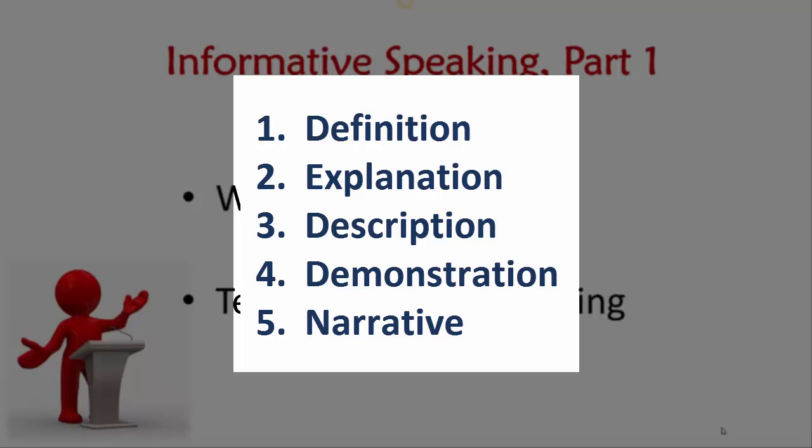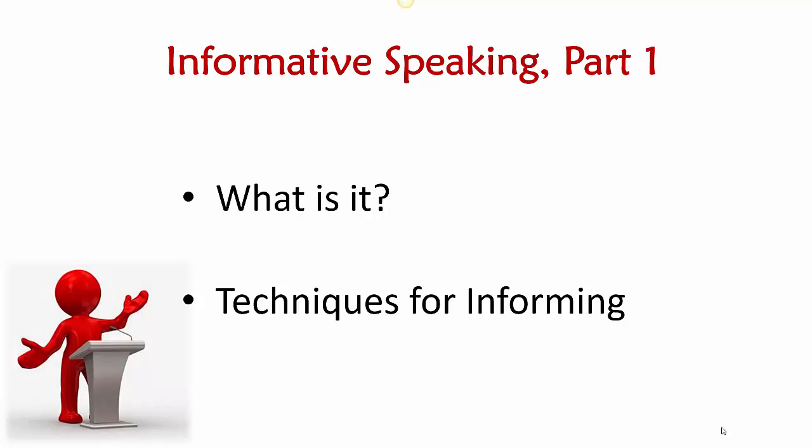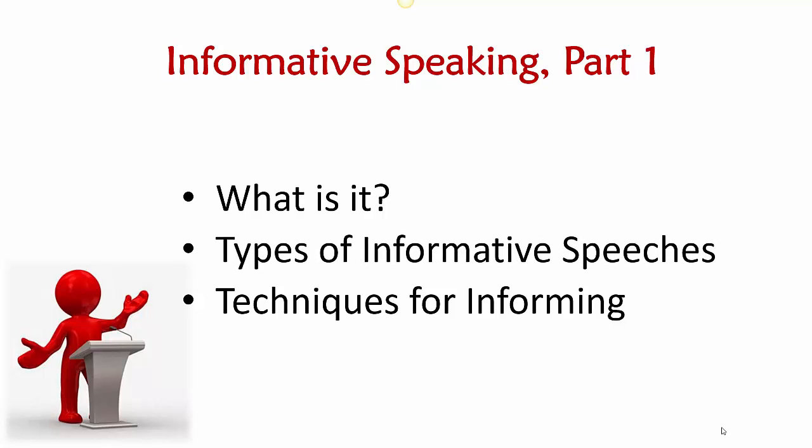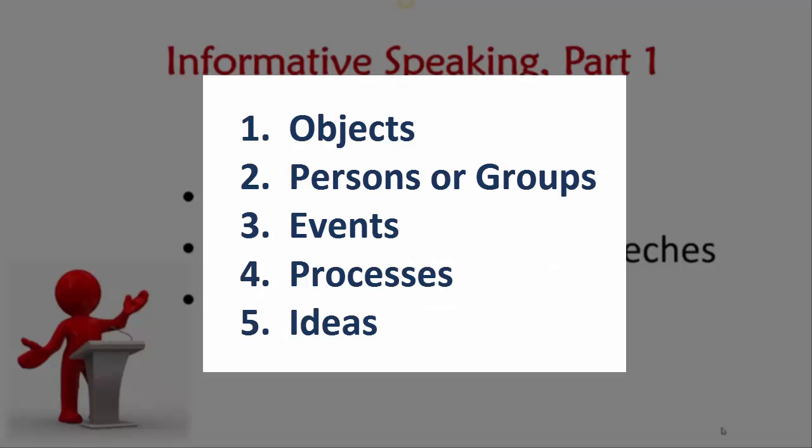We talked about techniques for informing your audience, the important applications of definition, explanation, description, demonstration, and narrative, and different ways that you can combine these in order to provide effective information for your audiences. And as we were doing that, we also illustrated some of the important types of informative speeches that you'll probably get involved with: being able to speak about objects, persons or groups, events, processes, or bigger ideas.